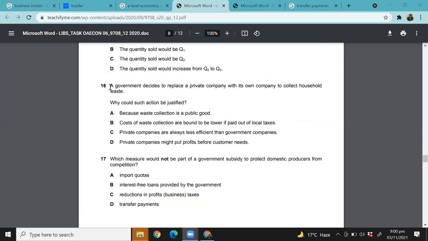A government decides to replace a private company with its own company to collect household waste. Why could such action be justified? Because waste collection is a public good. Costs of waste collection are bound to be lower if paid out of local taxes. Private companies are always less efficient than government companies. Private companies might put profits before customer needs.